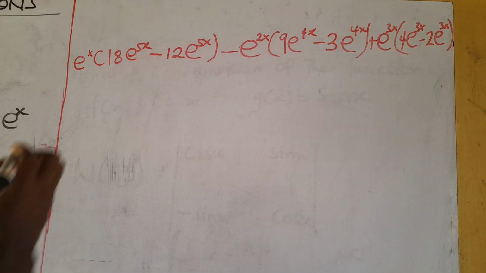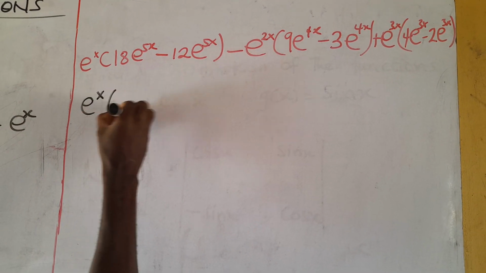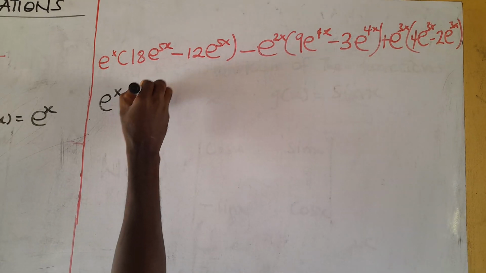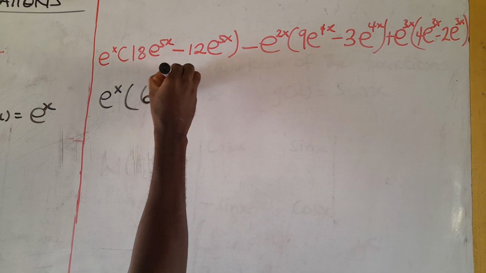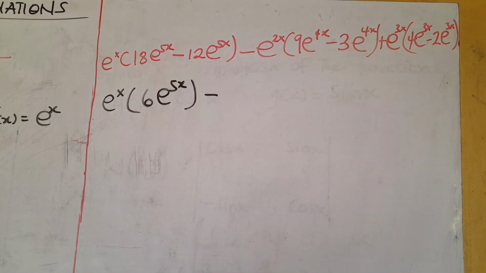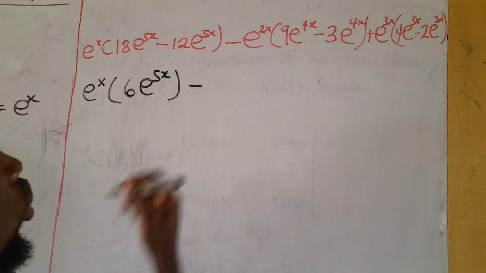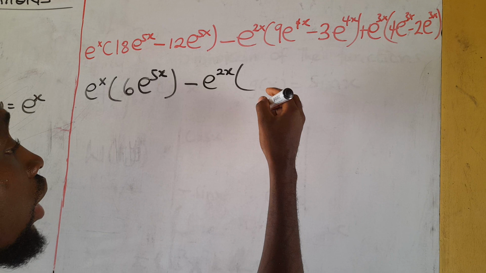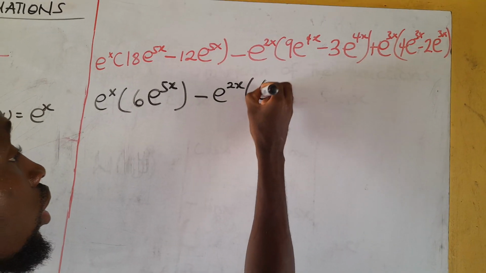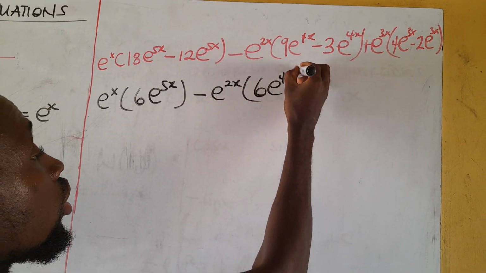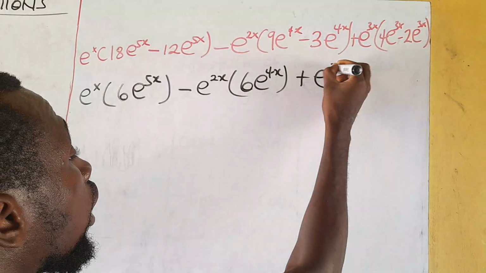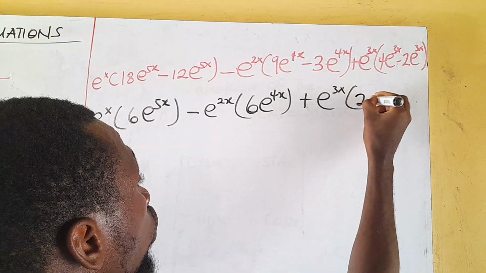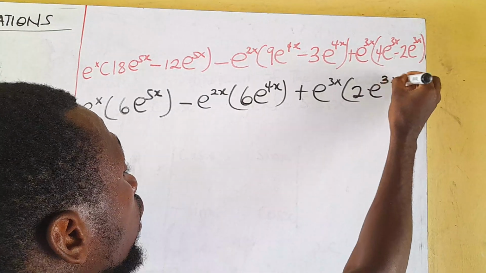So we'll simplify that further. We'll get e exponent x bracket 18 e exponent 5x minus 12 e exponent 5x will be 6 e exponent 5x. Then minus this one, e exponent 2x, 9 e exponent 4x minus 3 e exponent 4x will be 6 e exponent 4x. Then plus e exponent 3x, 4 e exponent 3x minus 2 e exponent 3x will be 2 e exponent 3x.